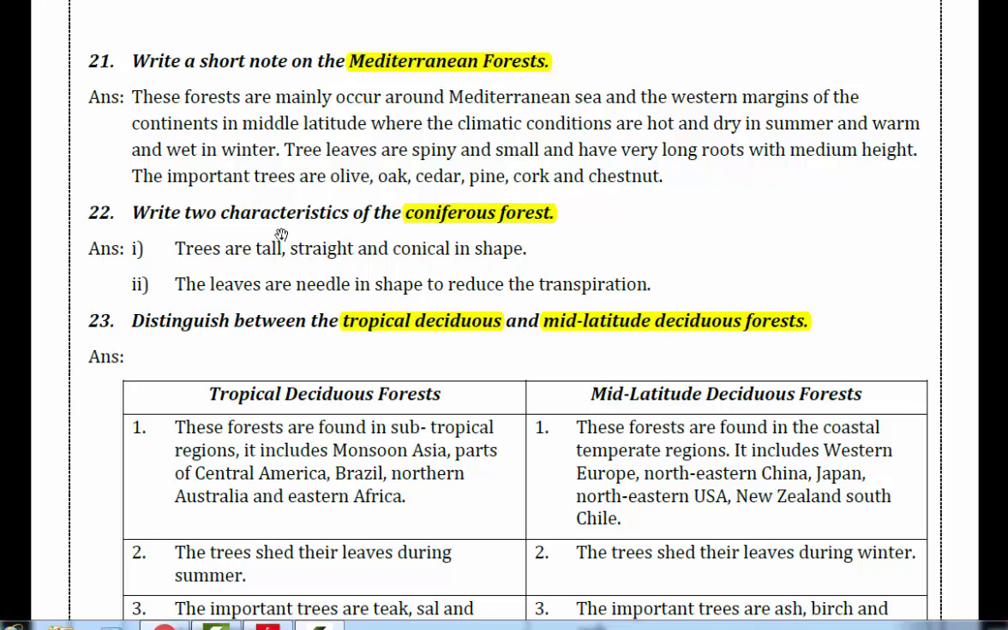Let's go to question number 22. Write two characteristics of the coniferous forest. Trees are tall, straight and conical in shape. The leaves are needle in shape to reduce the transpiration. The reason is to reduce the transpiration, needle shape.